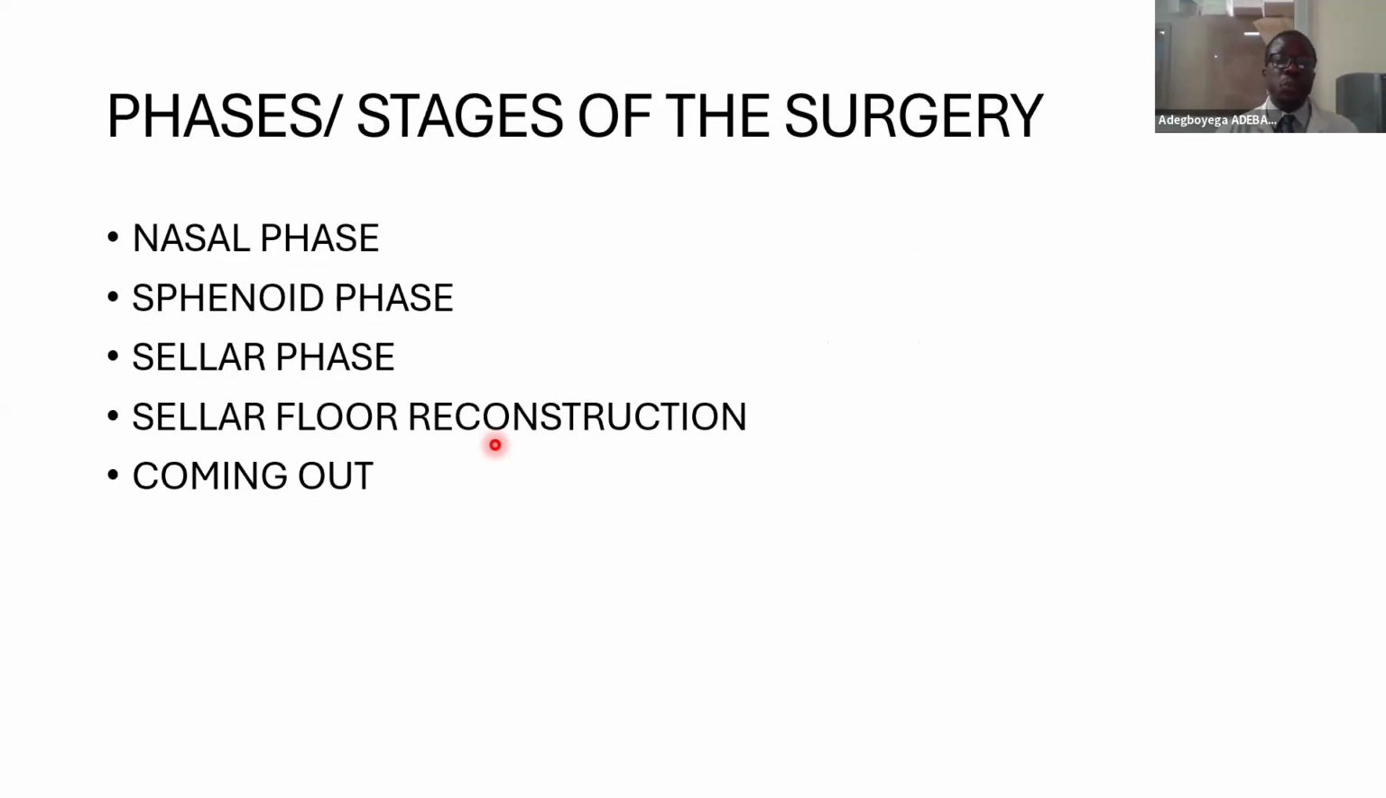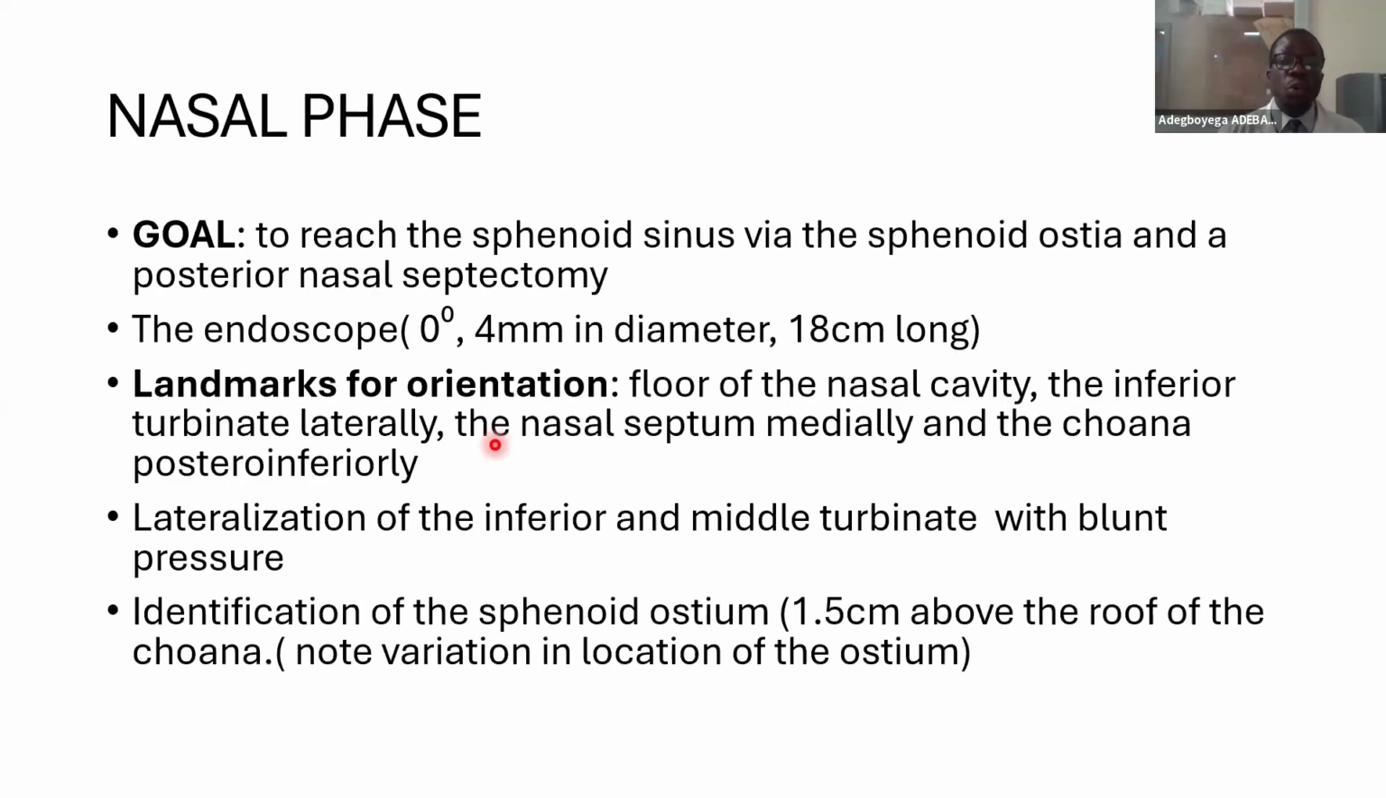This procedure is divided into the above mentioned phases: the nasal phase, the sphenoidal phase, the sellar phase, and the sellar floor reconstruction. In the nasal phase, the goal is to reach the sphenoid ostia and also do a posterior nasal septectomy. One could use a 0-degree endoscope, 4 millimeters in diameter and 18 centimeters long. Landmarks are to be noted for proper orientation, so that one will not lose one's way. The ideal is to keep to the midline so that you don't injure vital structures that are nearby.